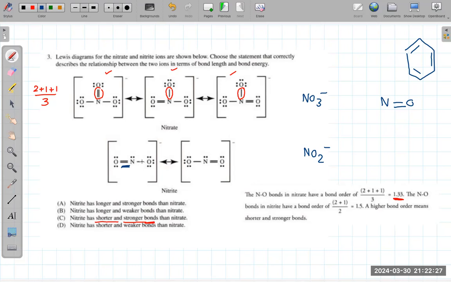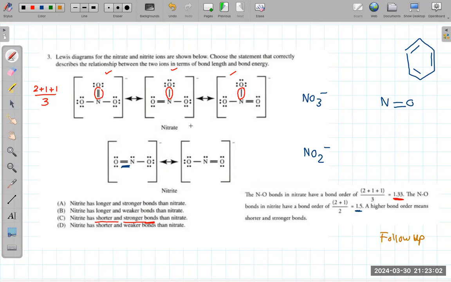Okay, the second one is 2 plus 1 over 2, higher bond order, and he found that it is equal to 1.5. Okay, I need to follow up on this one to get how he is calculating the bond order specifically. Because after I drew this one, I realized that there is also 1 and 1 here. So why did he pick this 2? Why did he not pick this 1? 1 and 1.